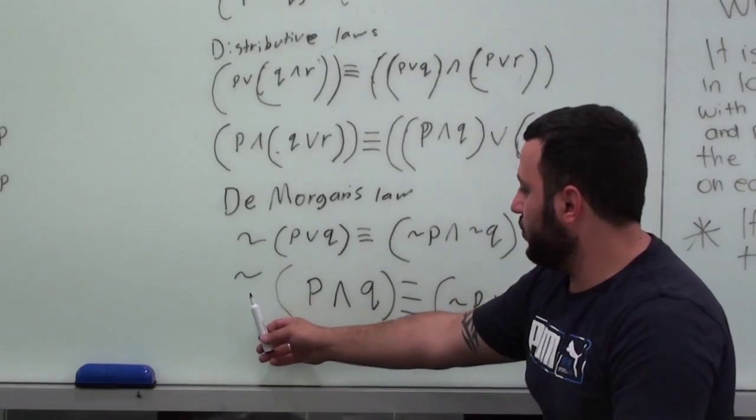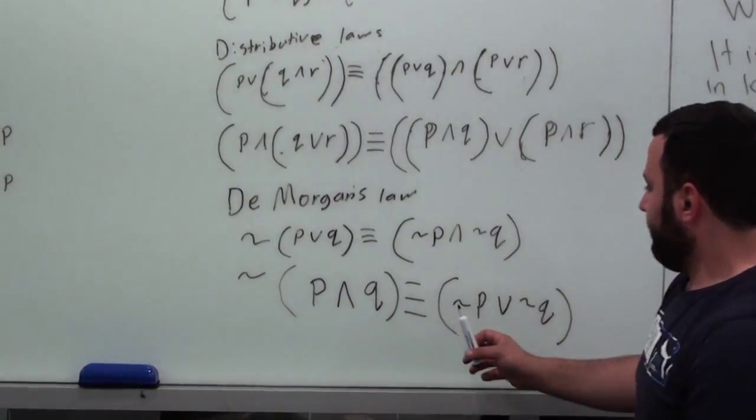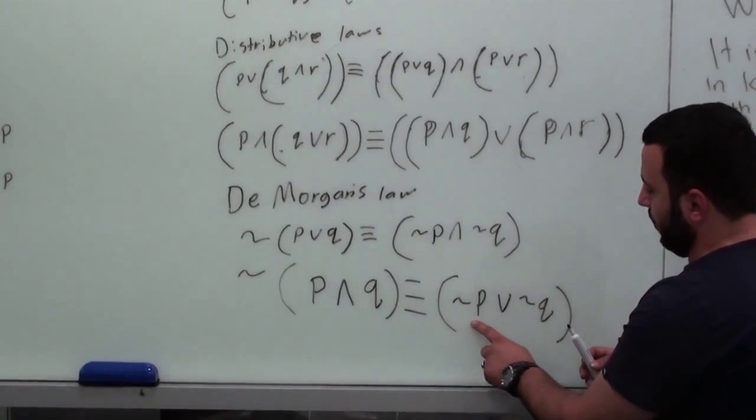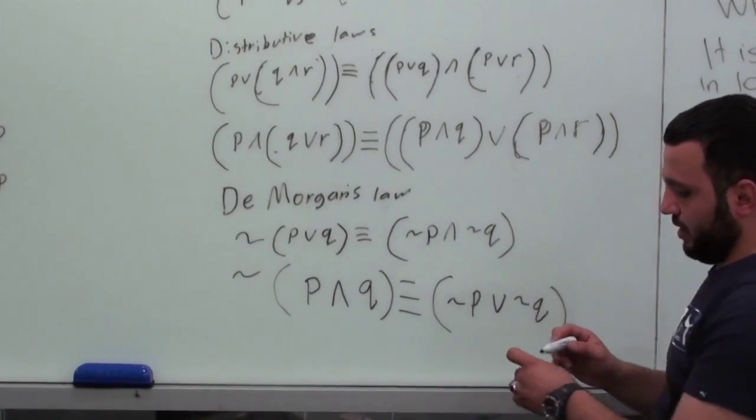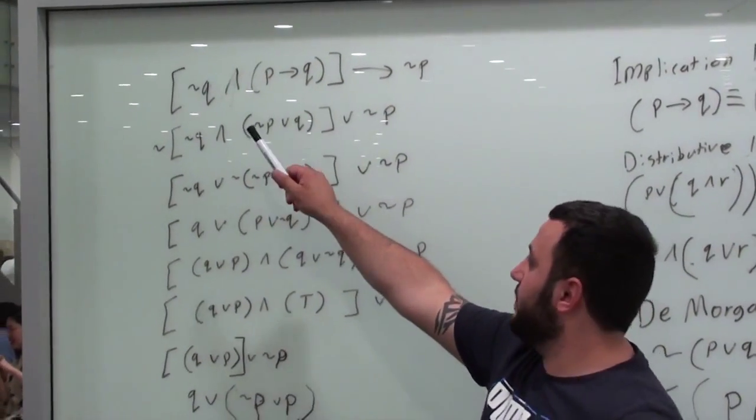Same as when you do the same thing, but instead of using or, we use and, it will be equivalent to not P or not Q. Now, as we can see here, we have a question.